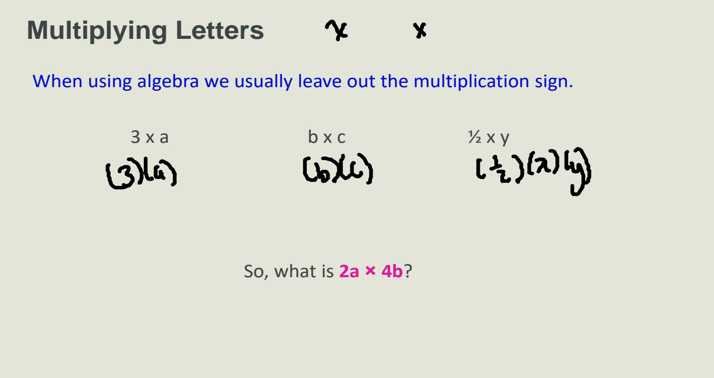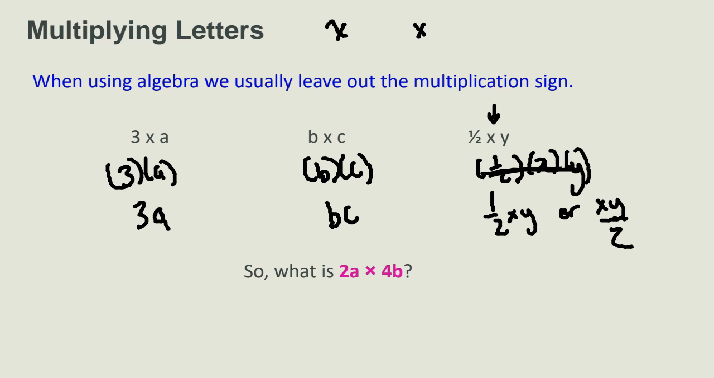So 3 times A would just get written as 3A. B times C would be written as BC. And then 1/2 XY could be written as just 1/2 XY, or it can be written as XY over 2. Both are right. Oh, there you go. See, I went and thought that was an X, but that's not the point of this question. So that's why we don't use multiplication signs, because it looks like an X. So just 1/2 times Y would look like 1/2 Y or Y over 2.